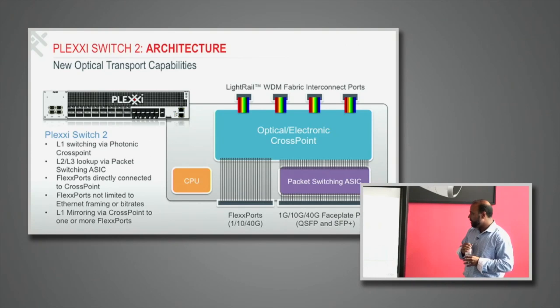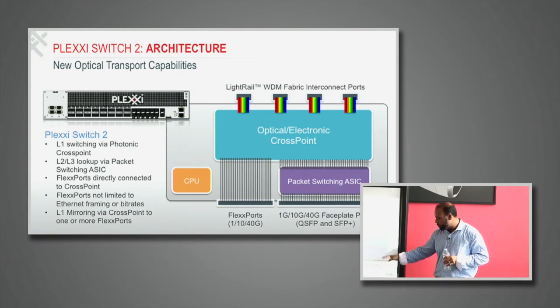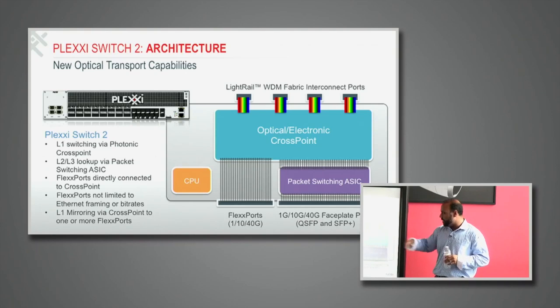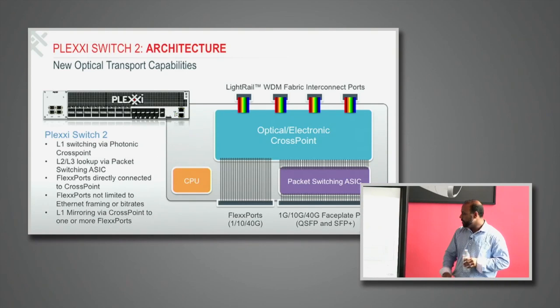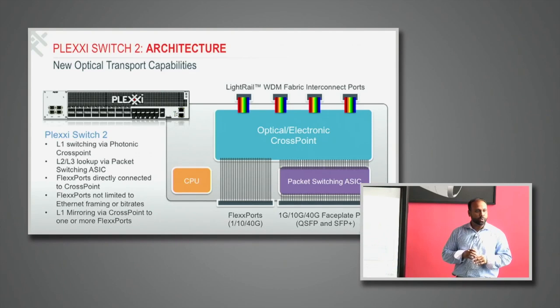So if we look at the architecture of the Switch 2 again, this is the same block diagram for all the other switches that were Switch 2 based. We've got a packet switching ASIC, which is the Broadcom, which connects directly to a number of access ports. We've got a co-controller CPU complex over there. And then we've got this optical electronic crosspoint switch. So these flex ports actually bypass the ASIC switching fabric itself and go directly into this optical crosspoint technology.